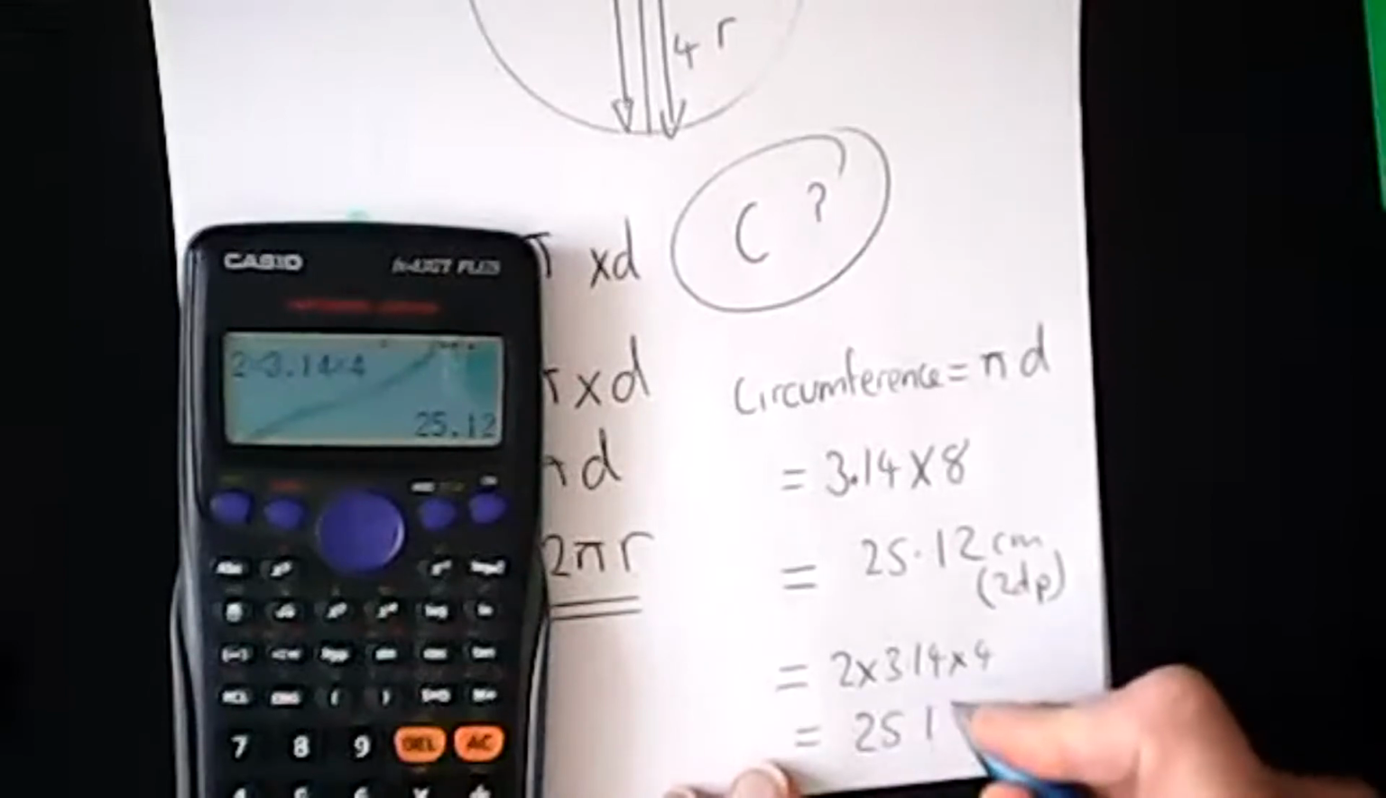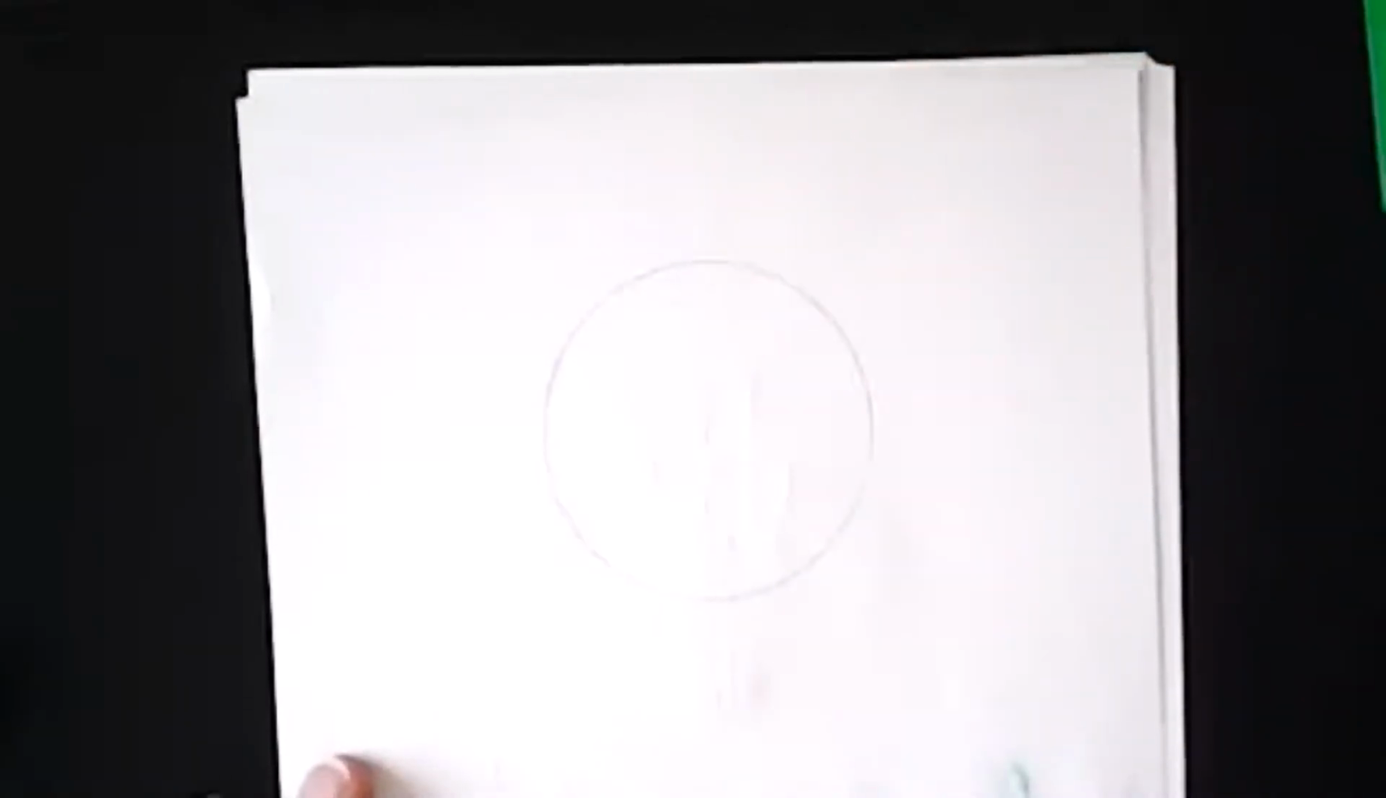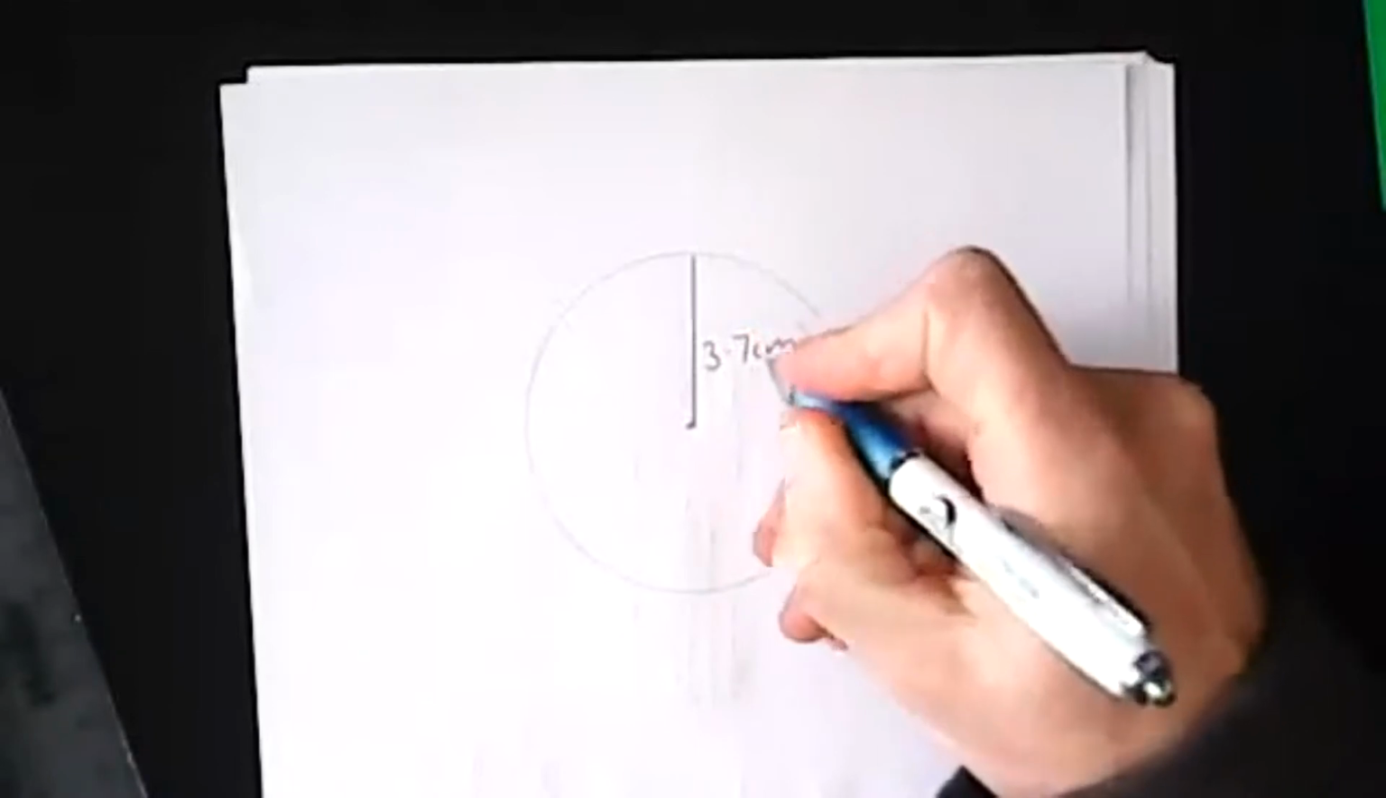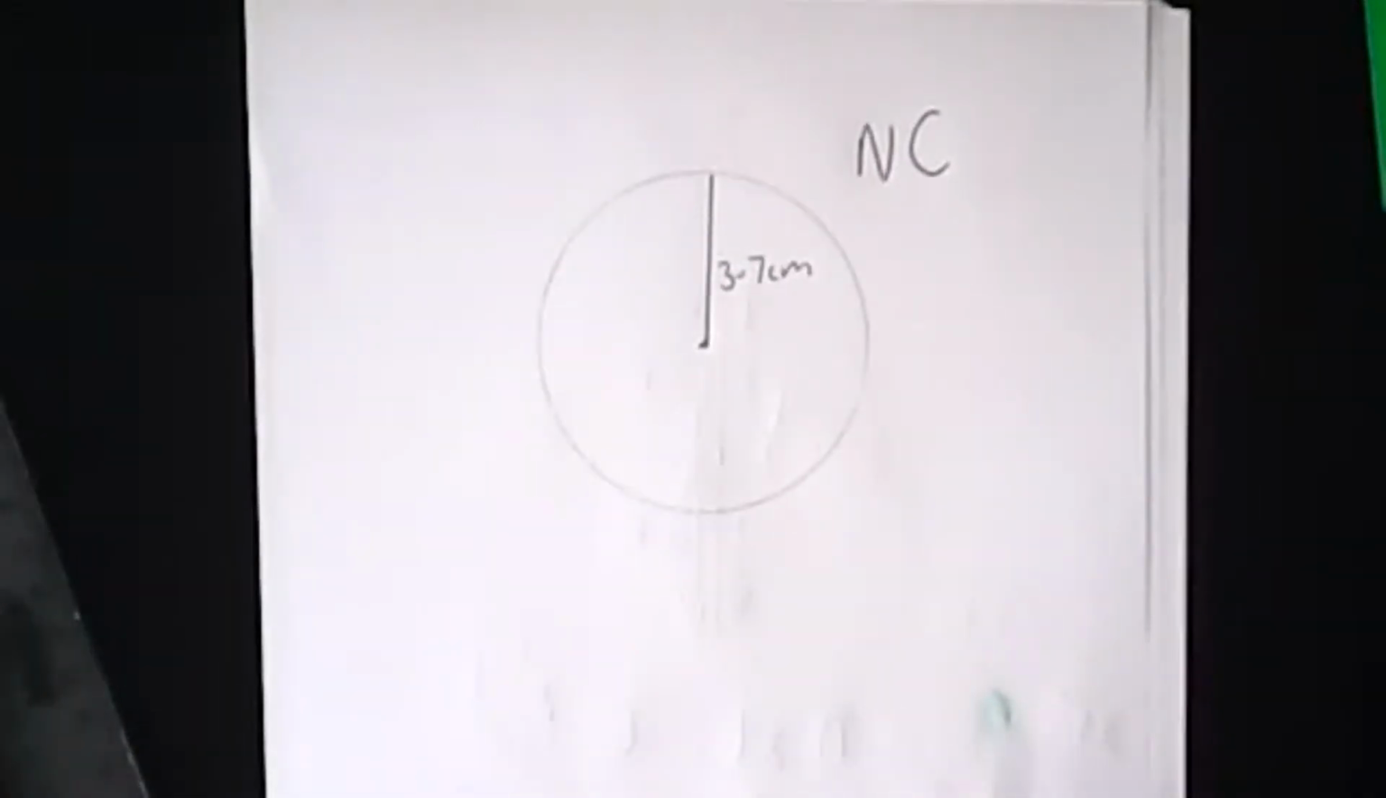Okay, so let's do a non-calculator version, and you can get this sometimes just to finish off. So there's my circle there. This is a non-accurate circle, a circle not to scale, 3.7 centimeters. This is a non-calculator question. Find the circumference of that circle, leaving your answer in the form of pi.